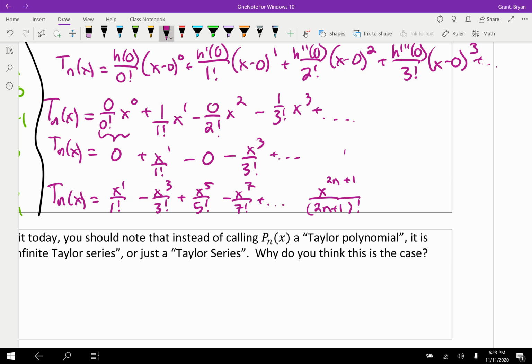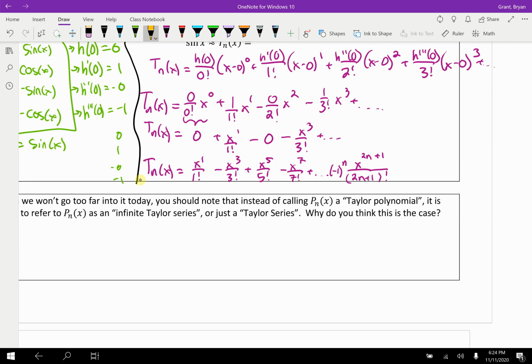So 2n plus 1. It alternates in sign. Same idea. Negative 1 to the n. Plug in 0, and I think we're doing just fine. Look at that. General terms, we're crushing it, guys. Really well done. Now, this is the third that you do need to memorize.